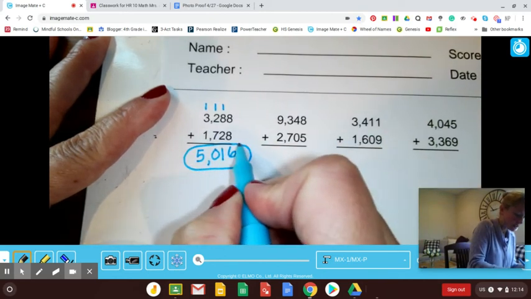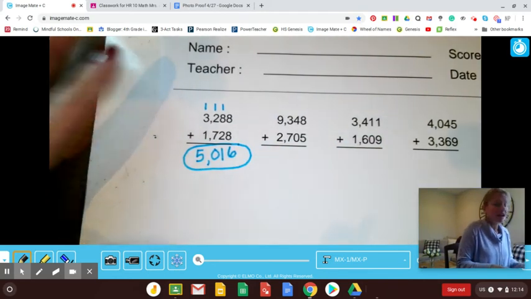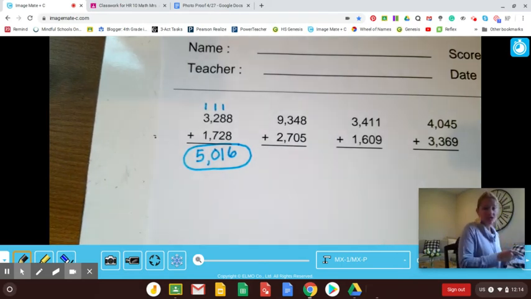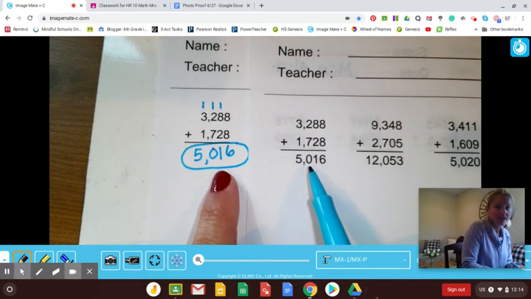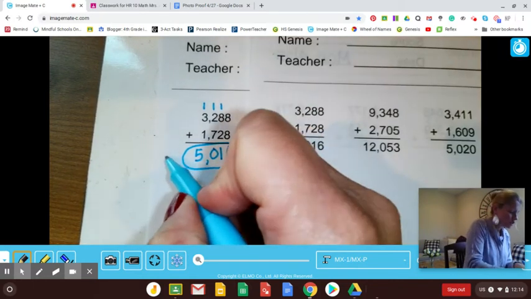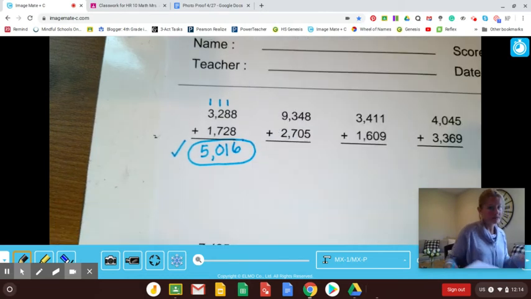I'm going to circle my answer. And then if I want to, I can take out the answer key and check and see, did I do that right? And I'm looking here and look, I have the same answer. So I'm going to put a little check mark there because I got that right.